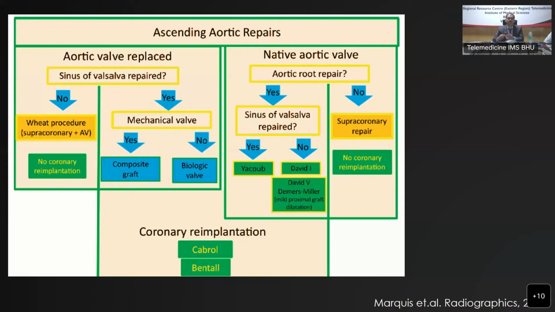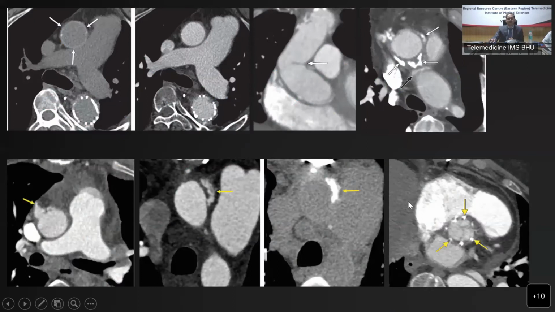These are simple terms. You don't have to remember all the names, but just read the op note and you will find out what exactly was done. There are two coronary reimplantation techniques, the Cabrol and Bentall, and I'm going to show you examples of those on the subsequent slides. But first, some common things that we need to look for on the postoperative aorta.